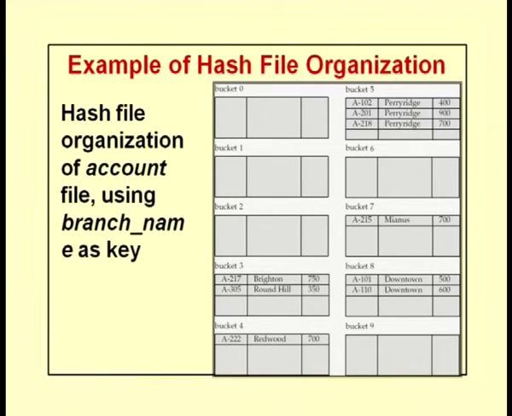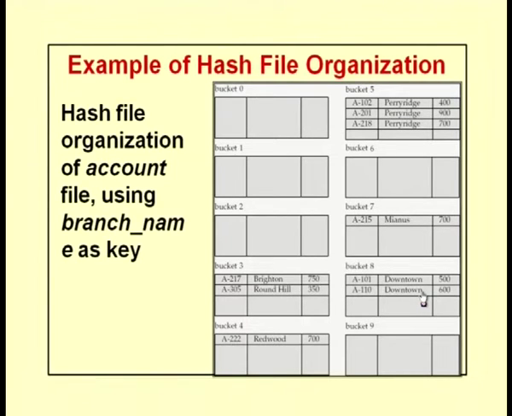If you look at this example given here, you have a hash file organization of account file using branch name as the key. So, if you look here, you have 10 buckets: 0, 1, 2, 3, 4, 5, 6, 7, 8, 9, and it is based on the branch name. These are the actual keys you use. For example, Brighton and Round Hill have gone to the same bucket, Redwood has gone to the 4th bucket, Mianus has gone to the 7th bucket, and 2 values of Downtown have gone to the 8th bucket.